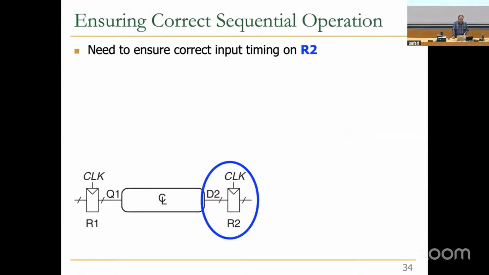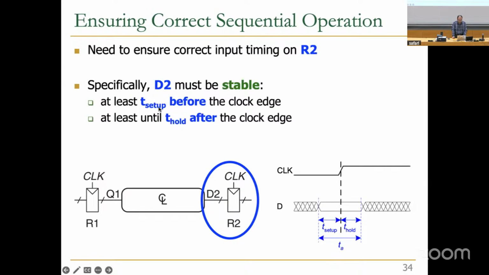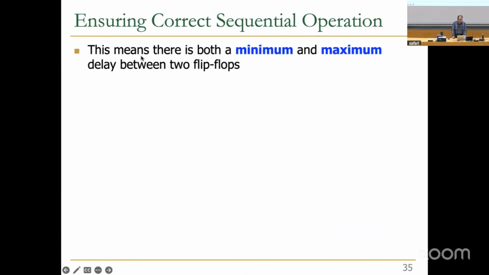We need to ensure correct sequential operation. Talking about R2, we need to ensure correct input timing on R2. Specifically, D2, which is the output of this combinational circuit, must be stable at least T setup before the clock edge, and at least until T hold after the clock edge. So this is the definition for setup time and hold time. You need to make sure that D is stable during this aperture time. Then this means there is both a minimum and maximum delay between two flip-flops.